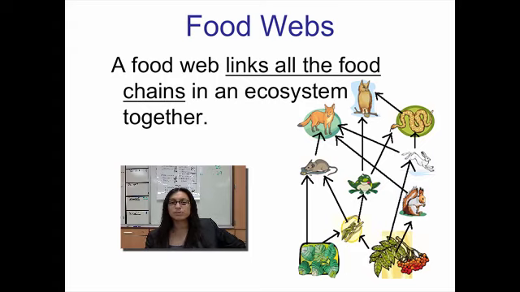So we don't just have simple food chains out in the real world. We have what we call food webs. So if we take a look here at our food web, it looks really complex, but all it is is a whole bunch of food chains that overlap each other.